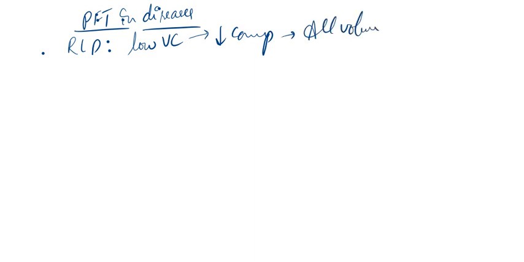So for example, if we take RLD, that is restrictive lung diseases, there will be low vital capacity. Why? Because of decreased compliance, and all volumes are decreased, or you can say less.